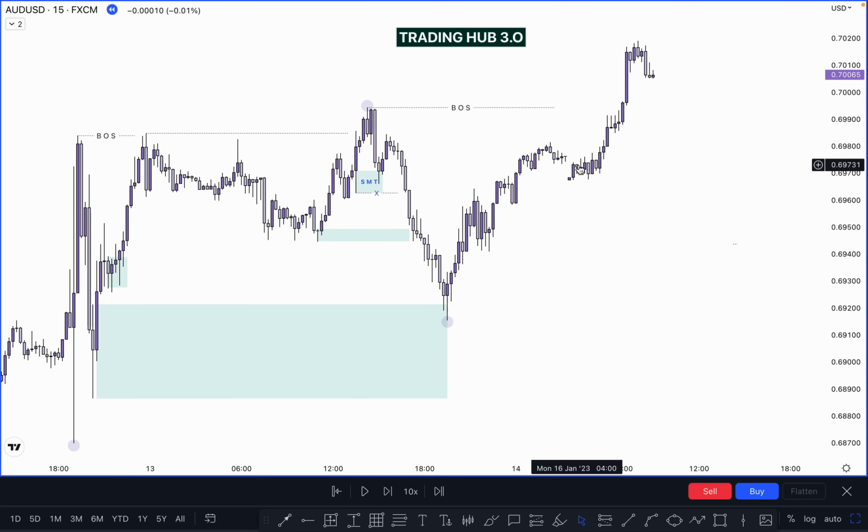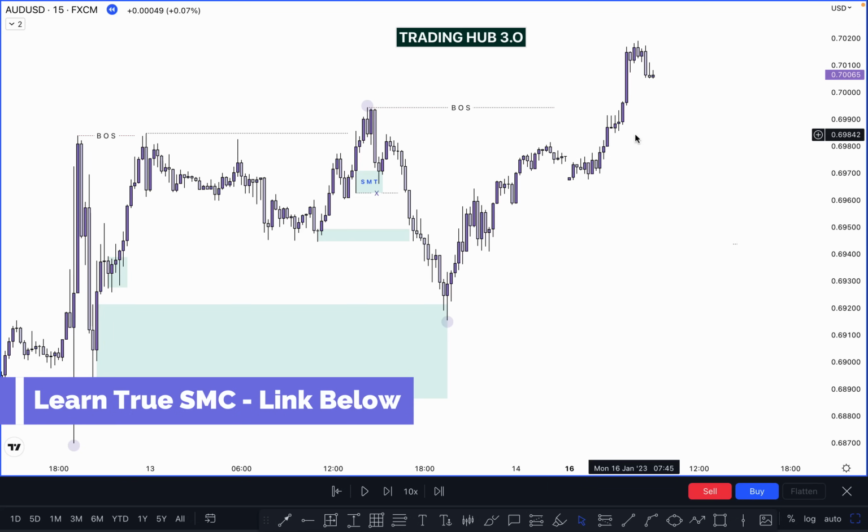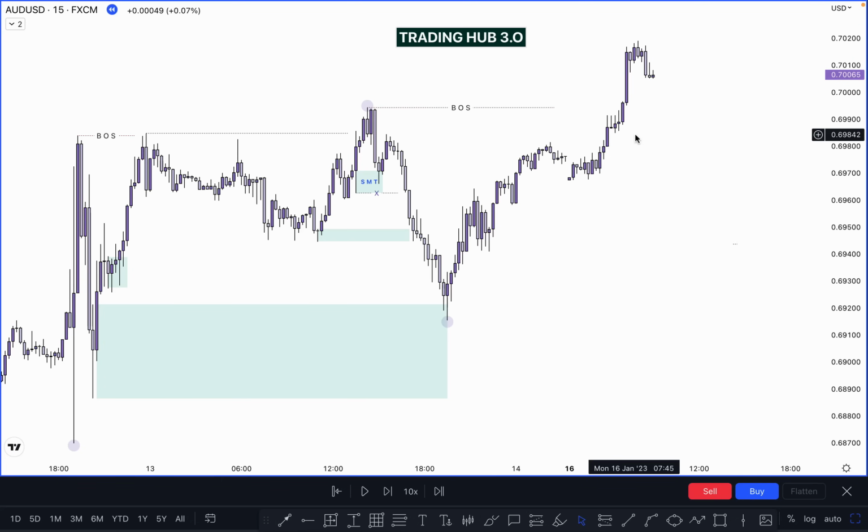This picture looks like a continued upside, and this one is not a valid pullback; the valid one is here. Why? Because as per our pullback method, this is not a valid pullback. If you don't know exactly how we can identify a valid pullback, I already made a video you can watch on my YouTube channel. So where is our valid pullback in this case? This is our actual low, which is our inducement.